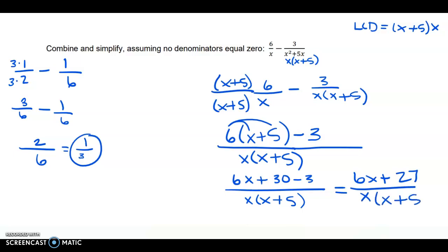I could look to see if this will simplify. I can see I could pull a 3 out from both of these, but that still won't make it cancel with either x or x plus 5. So I can leave it, but you do always want to just do a quick check and make sure you can't simplify further.